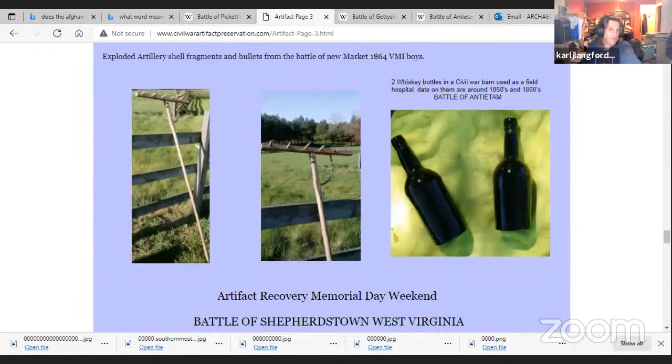We've got a rake like that. That's an American Civil War style from 1860. So that rake that we might have might actually be from that date.